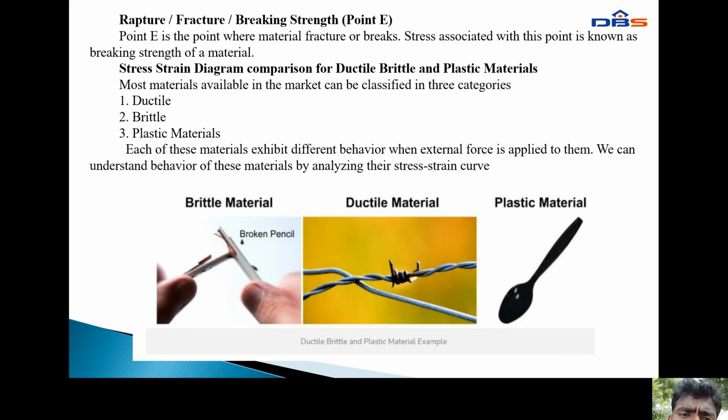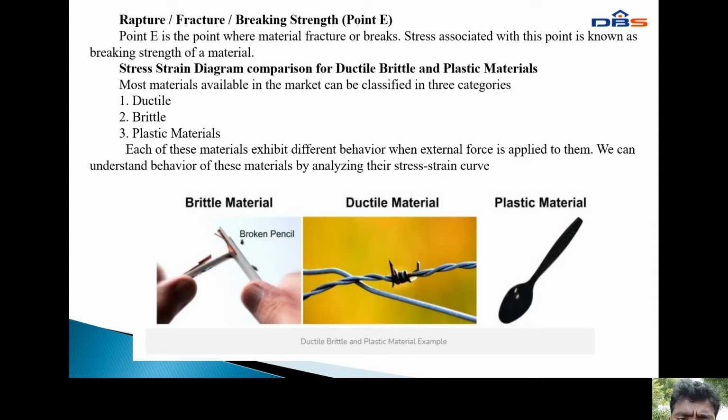Each of these materials exhibits different behaviors when external force is applied to them. We can understand the behavior of these materials by analyzing their stress strain curves. As shown in the figure, the first is brittle materials, the second is ductile materials, and the third is plastic materials.